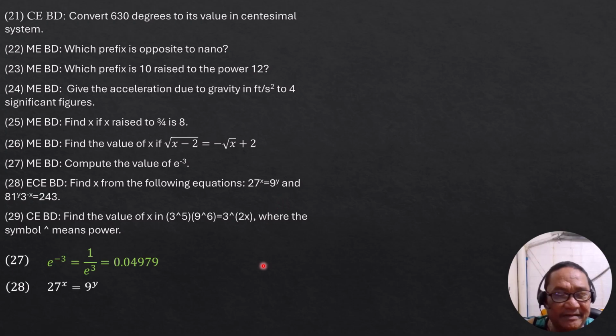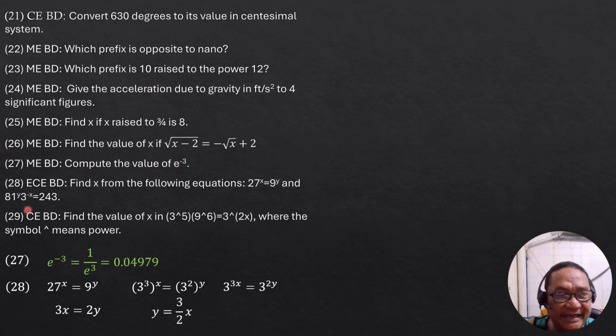And 3 cubed quantity to the x equals 3 squared quantity to the y, which reduces to 3 to the 3x equals 3 to the 2y. And since they are now of the same base, then that means the exponent or the power should be equated. So 3x equals 2y, or y is 3 halves of x, because we're asked to solve for x here.